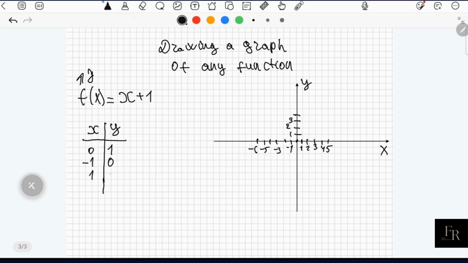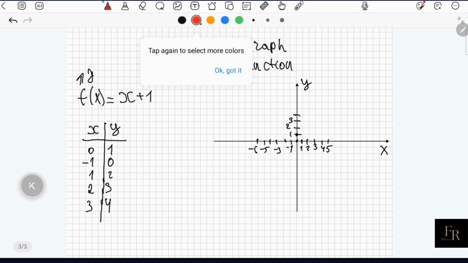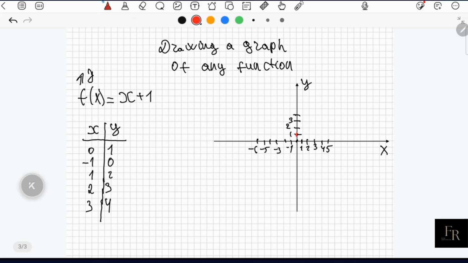Then 1, 2. Actually, this is a line, a linear function. We need only 2 points, but let's add 2 or 3 more points, and so on. So let's draw the first point, 0, 1 first. Let me use red here. So the second point, -1, 0. Third point, 1, 2 here. Fourth point, 2, 3. And fifth point, 3, 4.